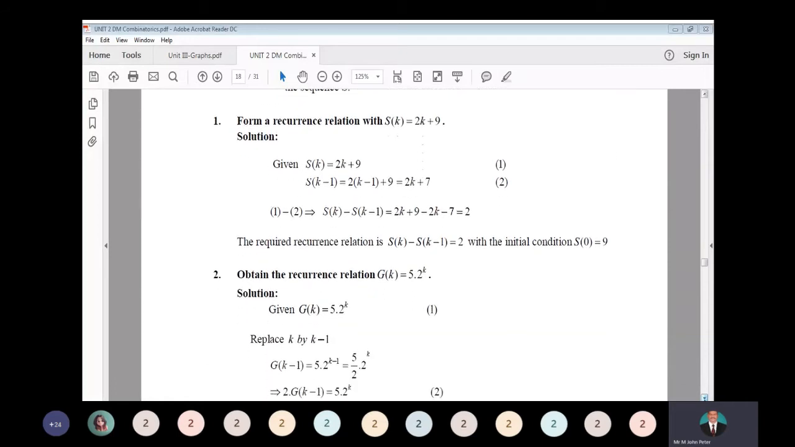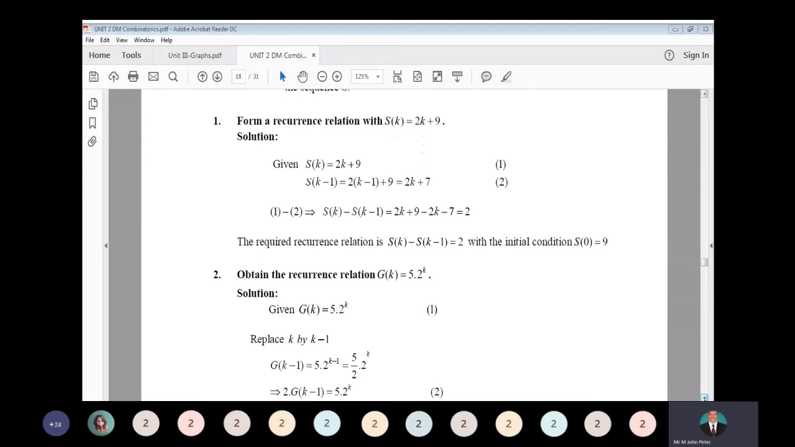Form a recurrence relation for S(k) = 2k + 9. So S(k-1): replace k by k-1, you will get 2(k-1) + 9, that is equal to 2k + 7. Then S(k) - S(k-1) is equal to 2k + 9 - 2k - 7, which is equal to 2. So the recurrence relation is S(k) - S(k-1) = 2 with the initial condition S(0) = 9.